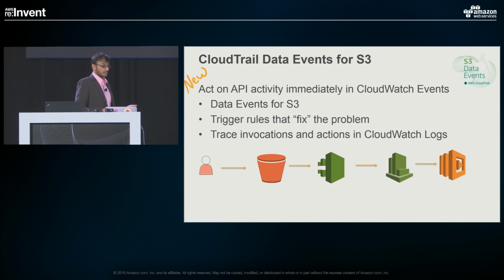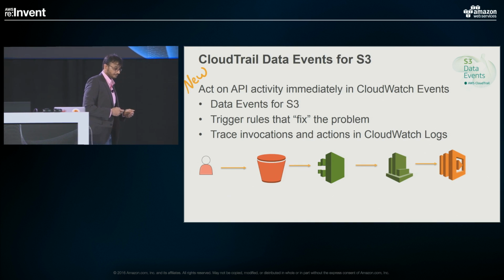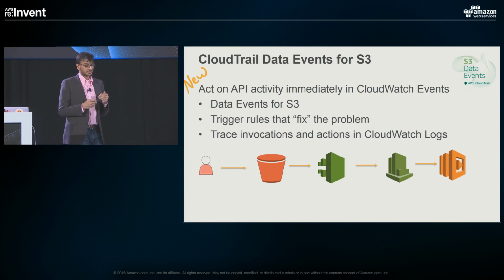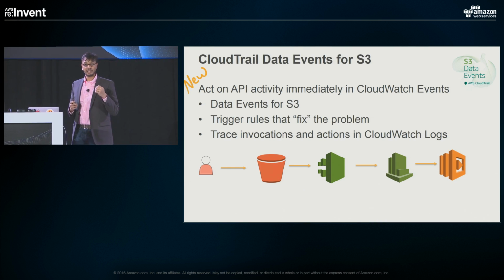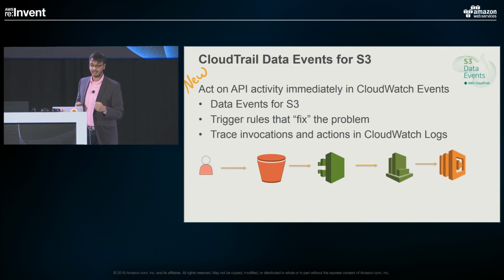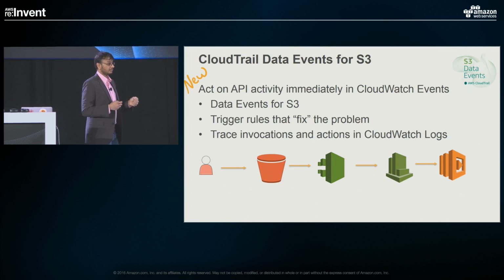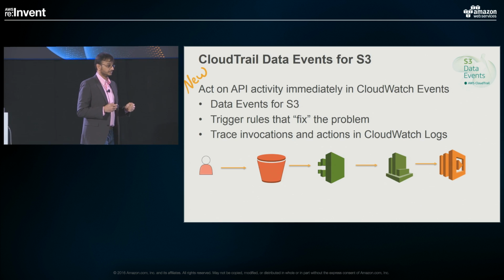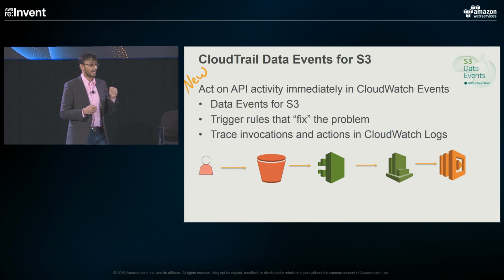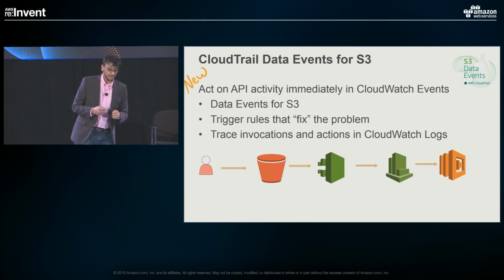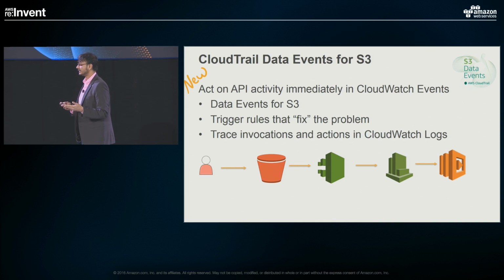Now, I mentioned CloudTrail data events for S3. Now, this is version 2.0 of CloudTrail, where you're processing high-volume activities such as S3 object-level activity, gets and puts on S3 objects. And these are available very, very quickly in CloudWatch events for you to take an action on, right? And we'll see an example of this.